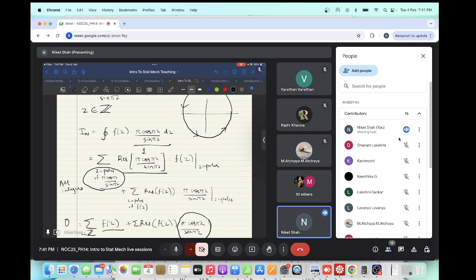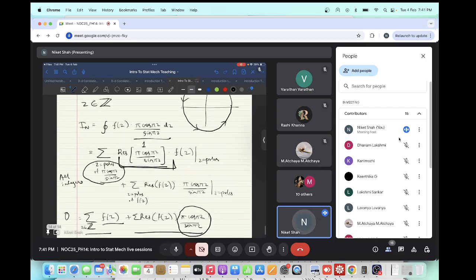The poles of pi cos pi z upon sin pi z are integers, and the residue of it is just 1. So basically, using the residue theorem on the poles of just the pi cos pi z upon sin pi z function will give me the summation that I want. When I use the residue theorem only on the poles of this function, I get the summation that I want, which is this summation of f of z.